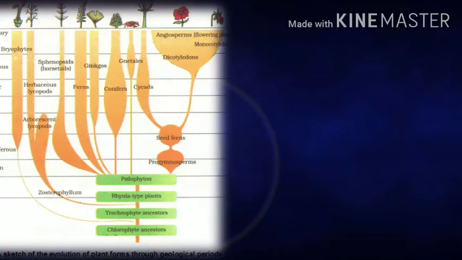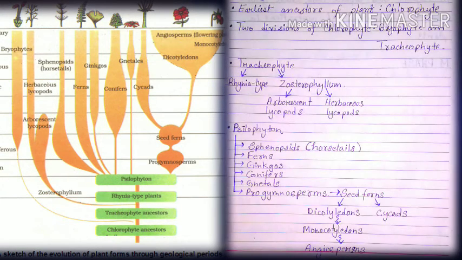At last, let's move on to this final diagram on the brief account of evolution of plants through different geological periods. Here too, I have extracted certain points from this diagram and made this diagram easy to interpret. You can make many such points, but I have only given certain examples. Like, the earliest ancestors of plants are chlorophytes. The two divisions of chlorophytes are bryophytes and tracheophytes. Moving upwards in the diagram, we again find that the tracheophytes are divided into the Rhynia type and the Zosterophyllum. Zosterophyllum again divided into arborescent lycopods and herbaceous lycopods.